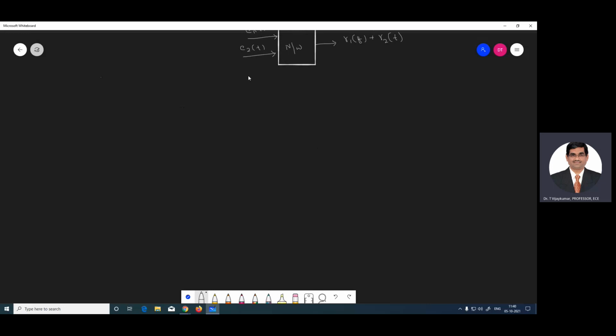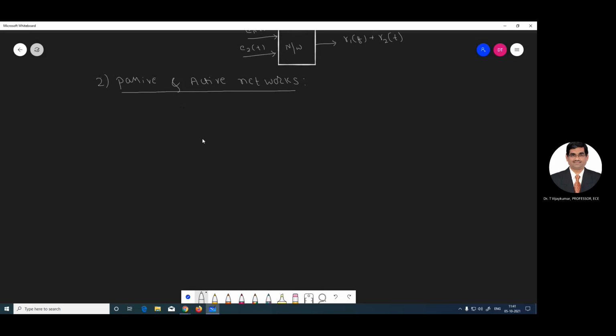The second classification is passive and active networks. What is meant by passive and active networks? A circuit which contains only passive elements like a resistor, inductor, and capacitor is called a passive network. A circuit which contains active elements, like an ideal voltage source or ideal current source, is called an active network.